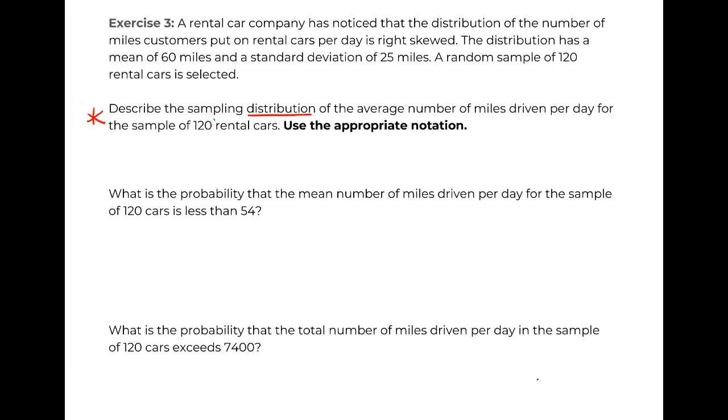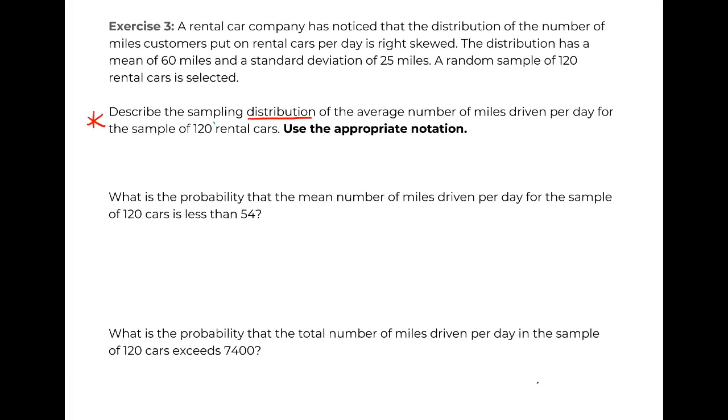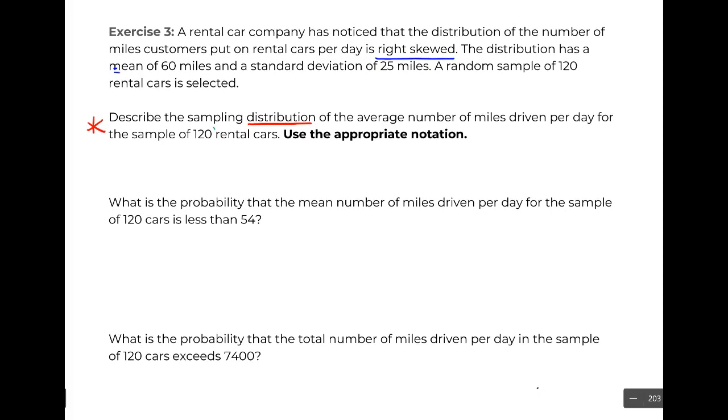So exercise 3 says a rental car company has noticed the distribution of miles customers put on rental cars is right skewed. Okay, interesting. We've never seen that before. The distribution has a mean of 60. So nothing in here to say this isn't the real deal mean. So we're going to say this is mu. And a standard deviation of 25.